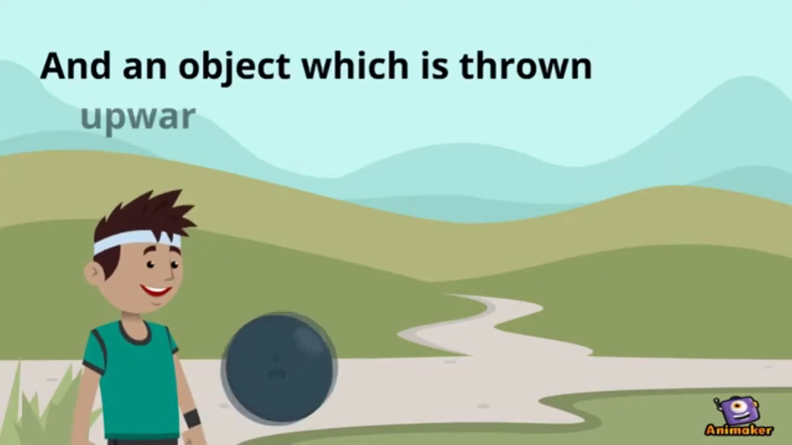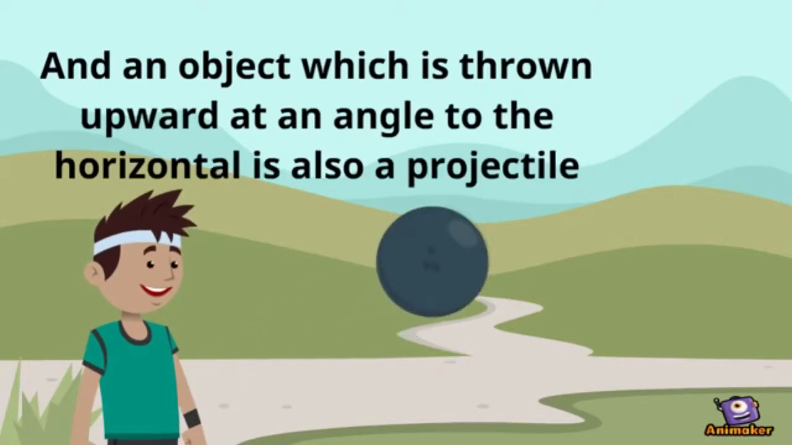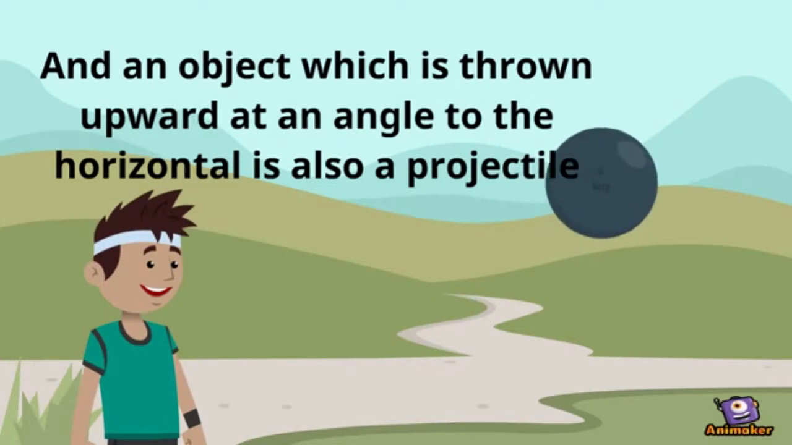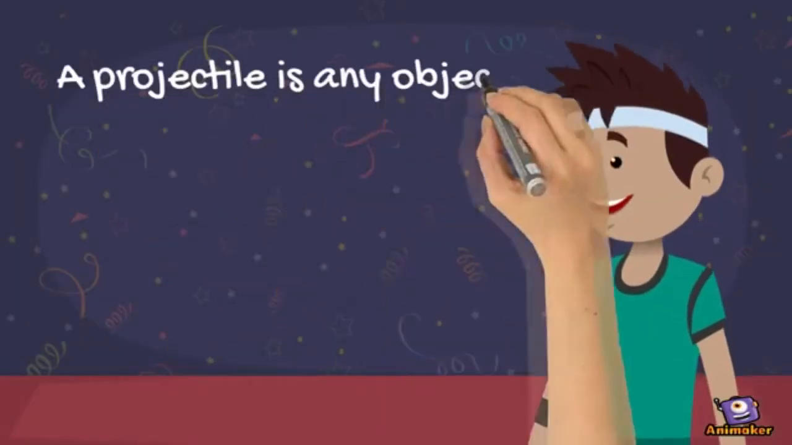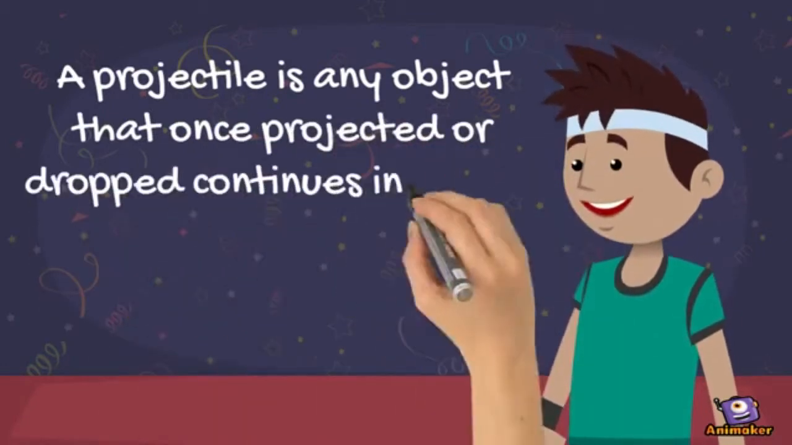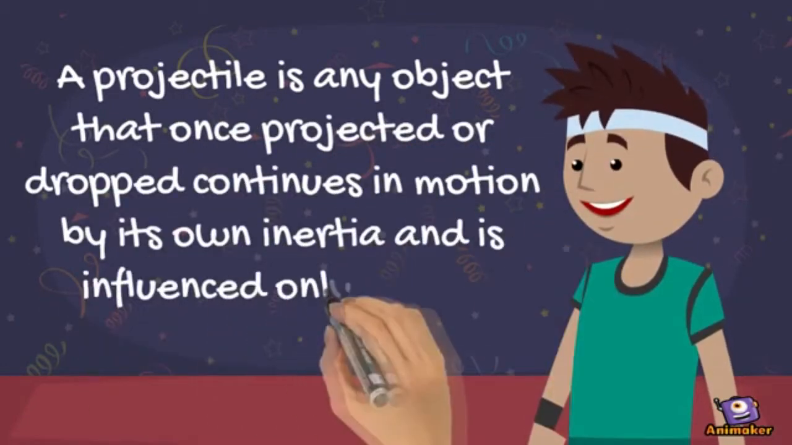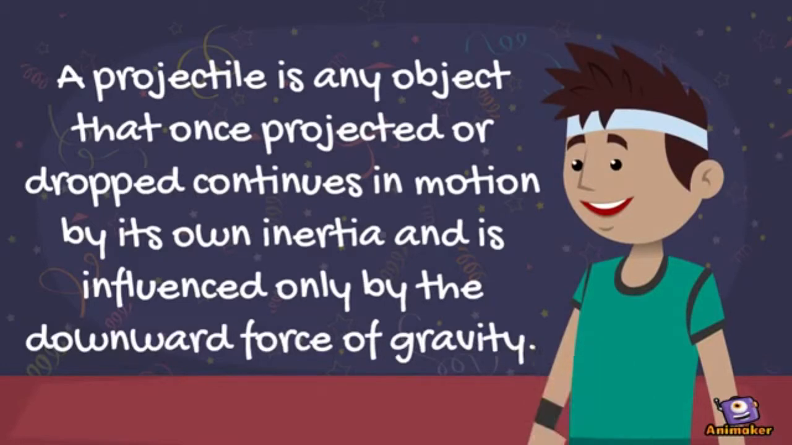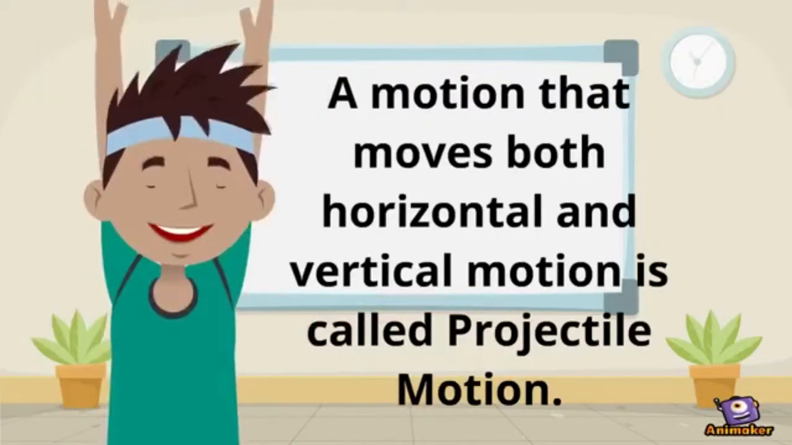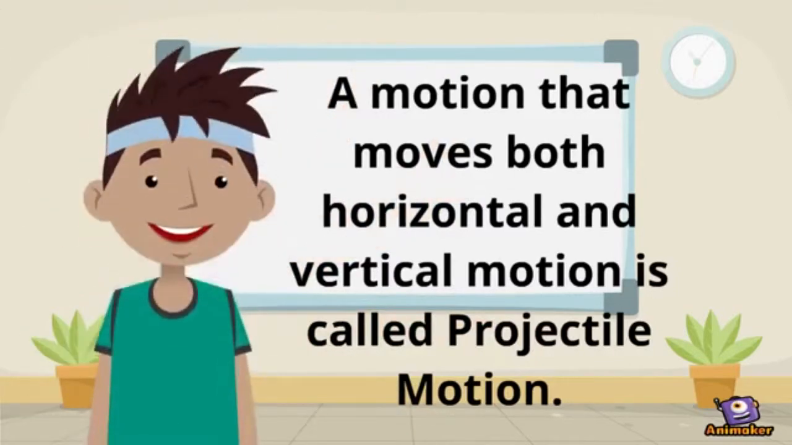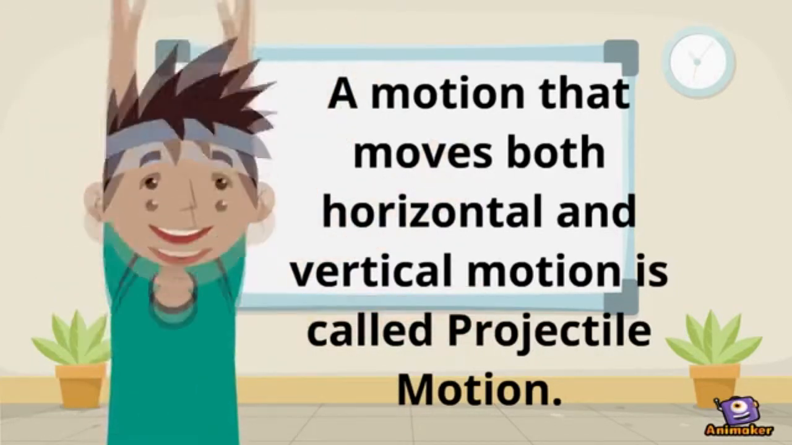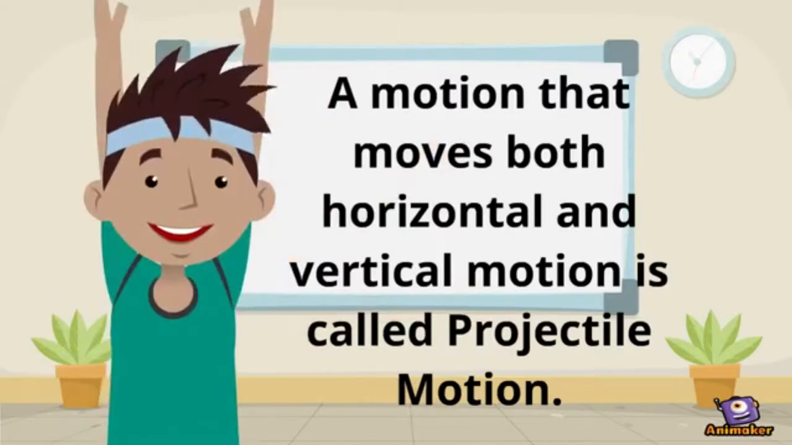And an object which is thrown upward at an angle to the horizontal is also a projectile provided that the influence of air resistance is negligible. A projectile is any object that once projected or dropped continues in motion by its own inertia and is influenced only by the downward force of gravity. A motion that has both horizontal and vertical motion is called projectile motion. This type of motion involves an object that is thrown or launched into the air.